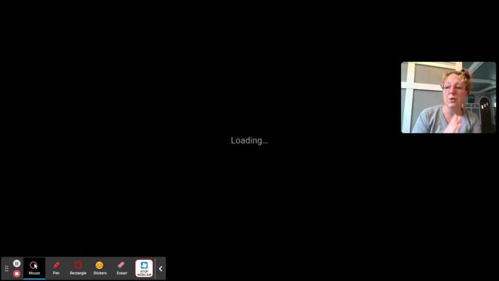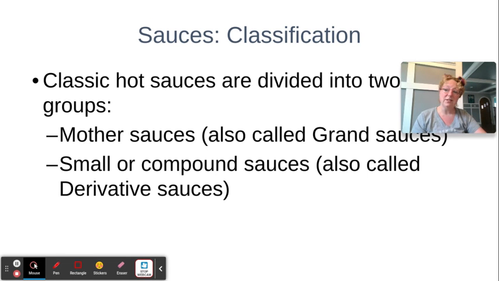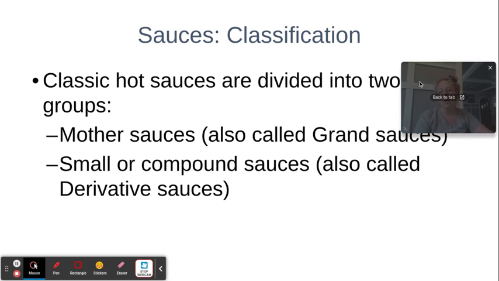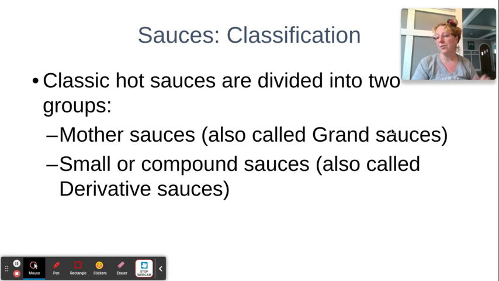Video one showed how to do sauces and how to thicken sauces. So I'm just going to roll through the classification. Sauces are divided into two groups: your mother sauce or the grand sauce, that's the big one, and then you have small or compound sauces. These are also referred to as derivatives. So a derivative comes from the grand sauce.